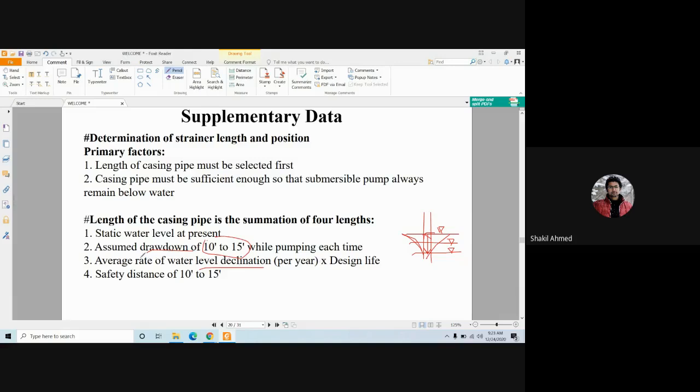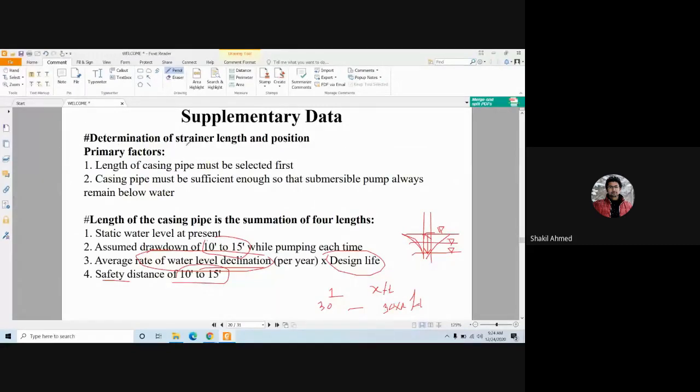And they are telling us that the average rate of declination may be 1 foot per year or 0.1 feet per year into design life. If I tell you that it decreases X feet each year, then if your tube well is for 30 years, it decreases 30 into X feet. Is it right? Yes, sir. Okay, that's what they're telling, that the rate of declination is X into design life, that means 30. And a safety distance of 10 to 15. So this is the factor of safety. We also keep a distance of 10 to 15.